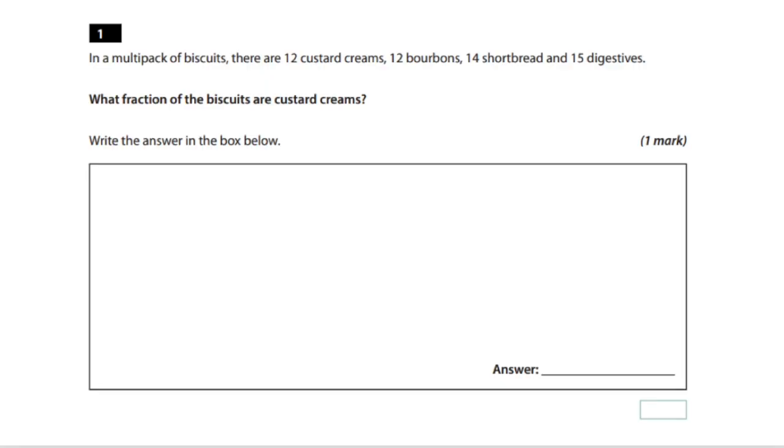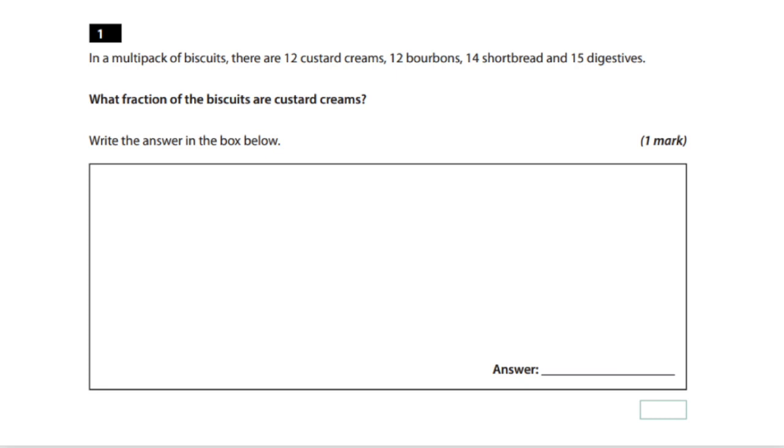In a multi-pack of biscuits, there are 12 custard creams, 12 bourbons, 14 shortbread and 15 digestives. What fraction of biscuits are custard creams? Now this is a really easy opening question, and you can tell that by the fact that it's only 1 mark. What we're looking for here is that we know how to create fractions out of numbers. So all we have to do is total all the biscuits, and that will become our denominator, and the number of custard creams will become our numerator. So let's do that now.